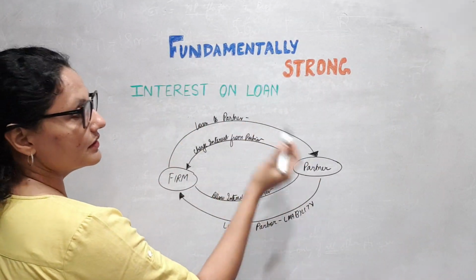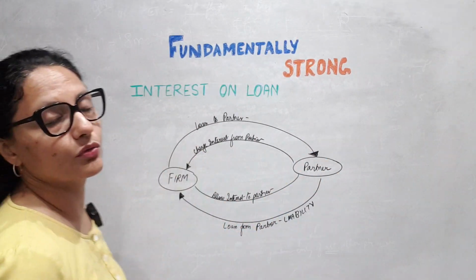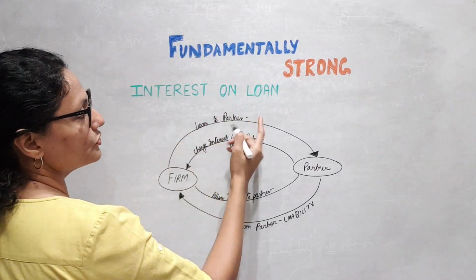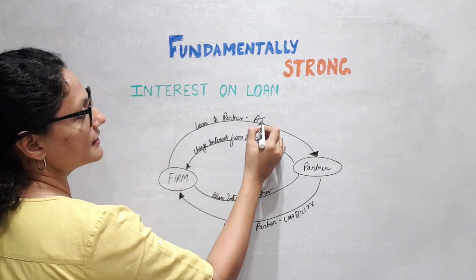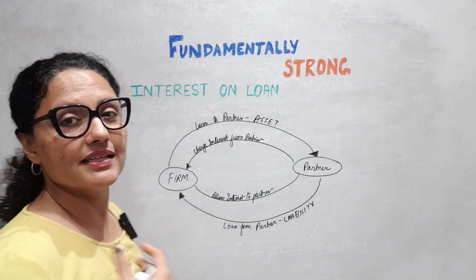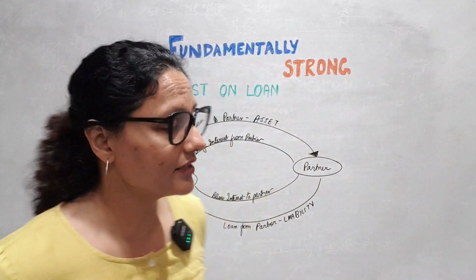Another thing is loan the firm is advancing to the partner. Partner is receiving a loan from the firm. This is exactly the opposite. And this is called loan to partner. And that is an asset to the firm, because it has given that amount, obviously it will take it back from the partner, correct? Along with interest, yes, it can charge interest.